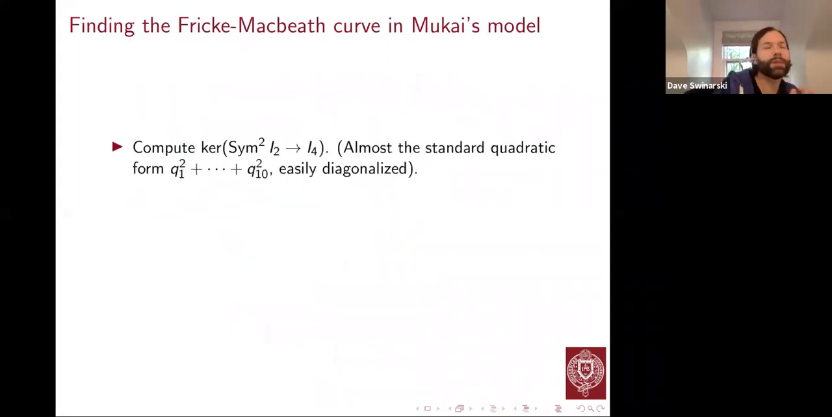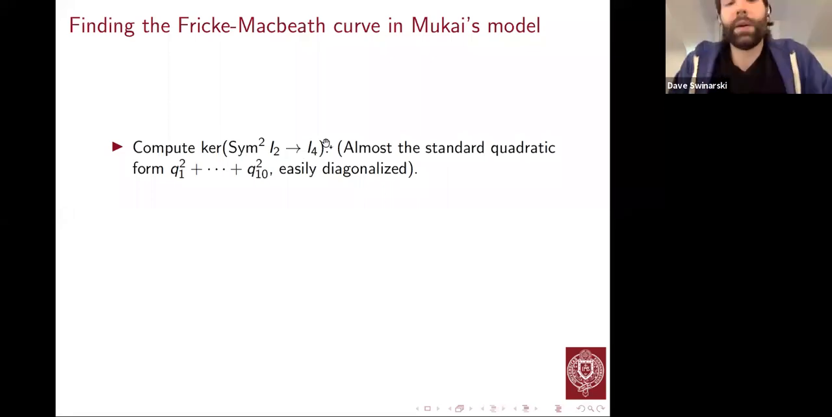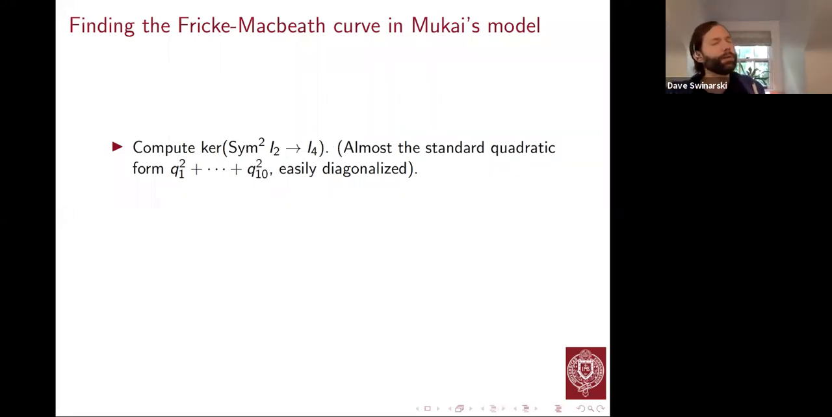Okay, so I'm looking for 9 hyperplanes that give the Fricke-Macbeath curve in Mukai's model. And here's how I found them. First, I compute the kernel of Sym^2(I_2) mapping to I_4, and that gives me a quadratic form. It's not exactly the standard quadratic form if you start with Macbeath's quadratics, but it's pretty close. It's easy to diagonalize.